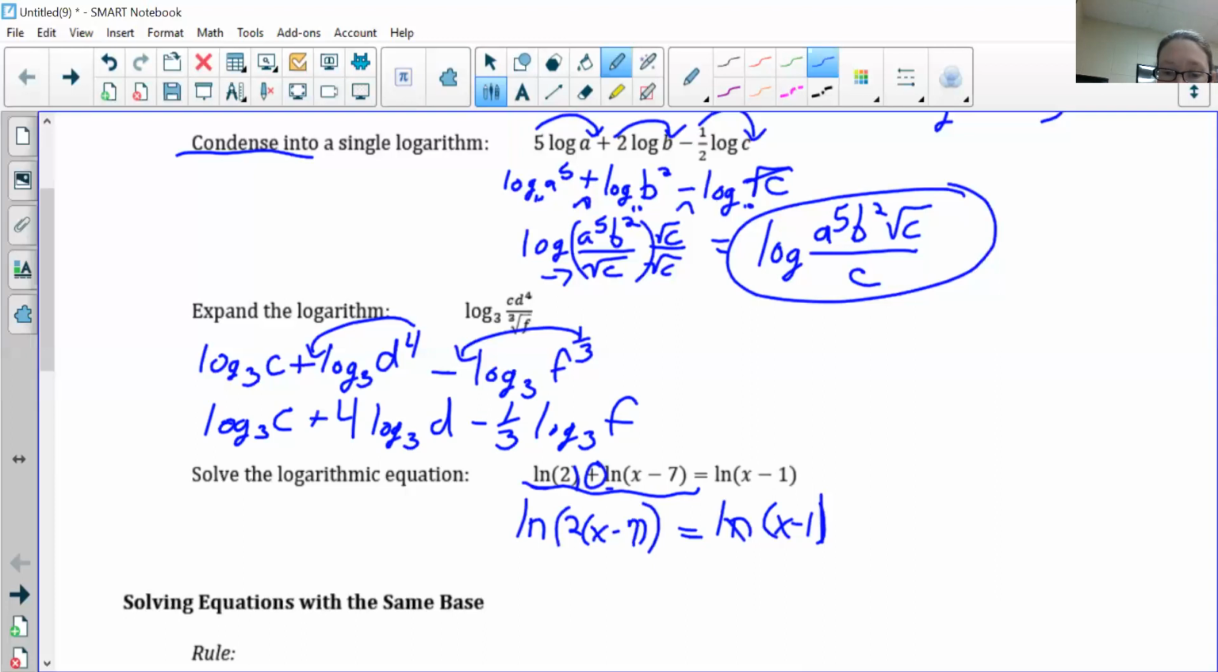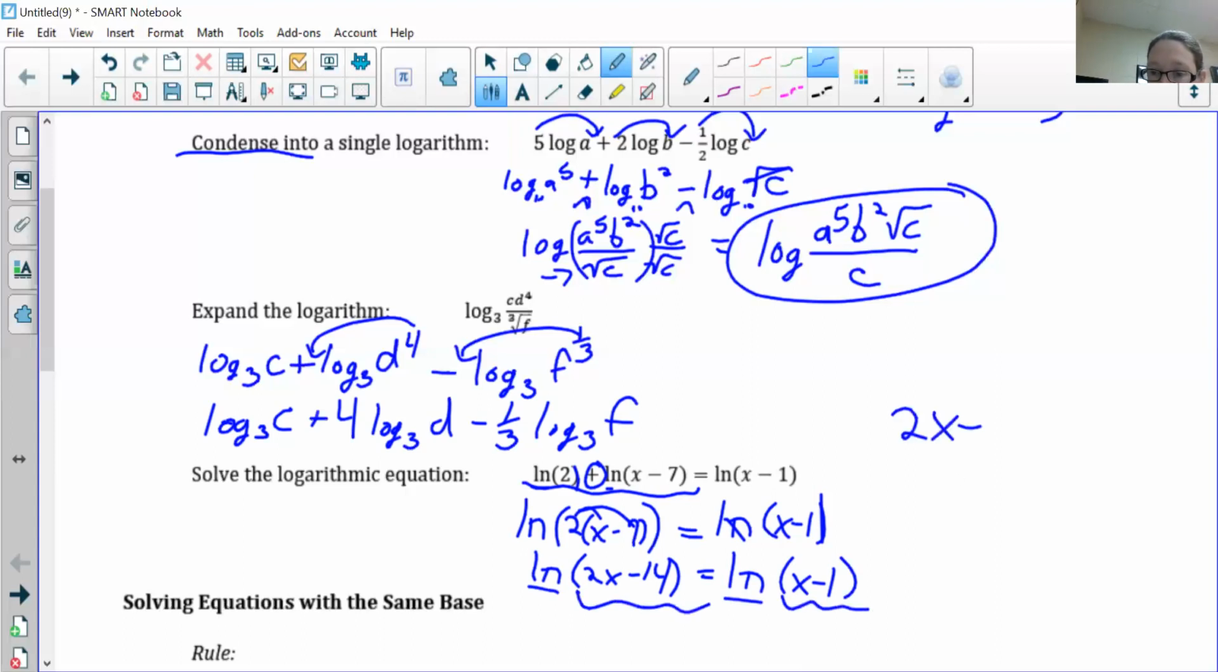All right, let's distribute this. So this becomes the natural log of 2x minus 14 equals the natural log of x minus 1. We have the same bases, so we set up the stuff, our y values, equal to each other. So 2x minus 14 equals x minus 1. Bigger x is over here, so we're going to move this x over here. So minus x, plus 14, plus 14. So x equals 13.